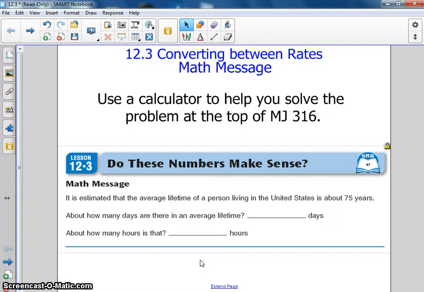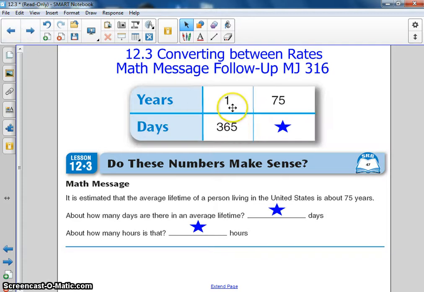So the math message today is it's estimated that an average person in the United States lives for about 75 years. Okay, do you know how many days that would be? How can you figure that out? Do you know how many hours that would be? How can you figure that out? We'll come back to that. Okay, well, we know that 1 year is worth how many days? 365. So for 75 years, if we knew the unit, now it's easy.